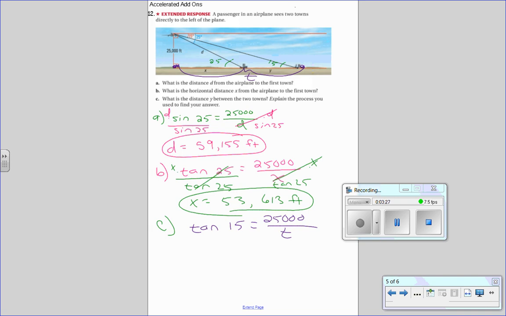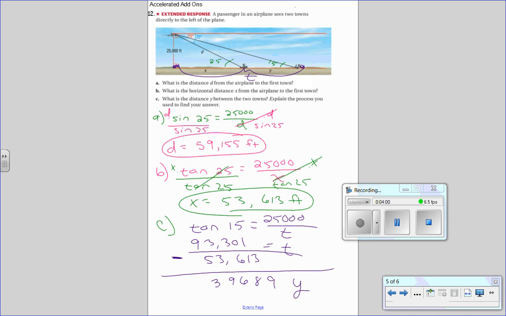Did you get 93,301 for the total distance? And then I will subtract off distance x, 53,613. And that should be distance y. So subtract off 53,612.67. I'll just use the decimal. So I got 39,689. I did the exact decimals on my calculator, so if it's rounded differently, don't worry about it.